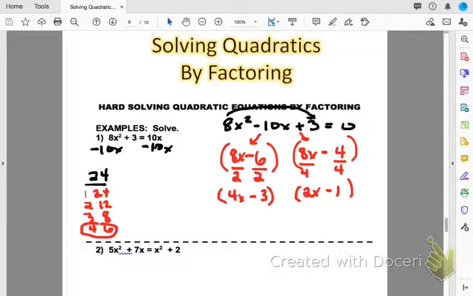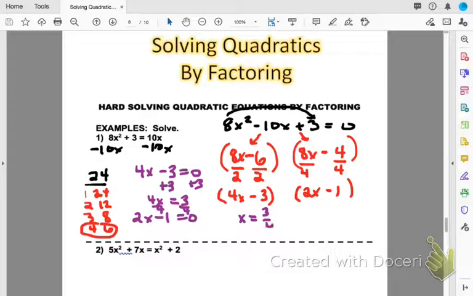Okay. From there, I am going to solve. I'm going to take my 4x minus 3 and set that equal to 0. And then I'm going to take my 2x minus 1 and set that equal to 0. For my 4x minus 3, I'm going to add 3. So that gives me 4x is equal to 3. If I divide by 4, I have x is equal to 3 over 4. There's my first solution, my first x-intercept.